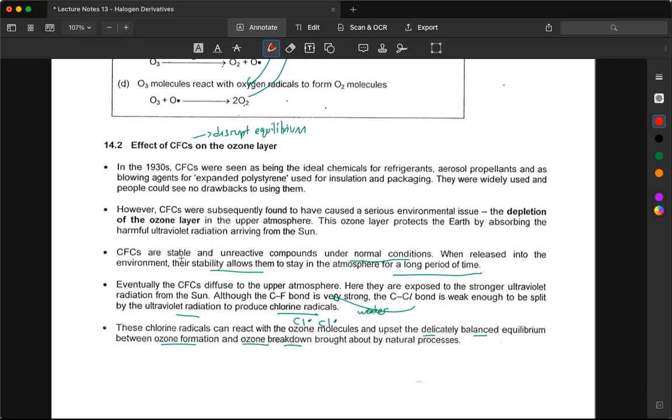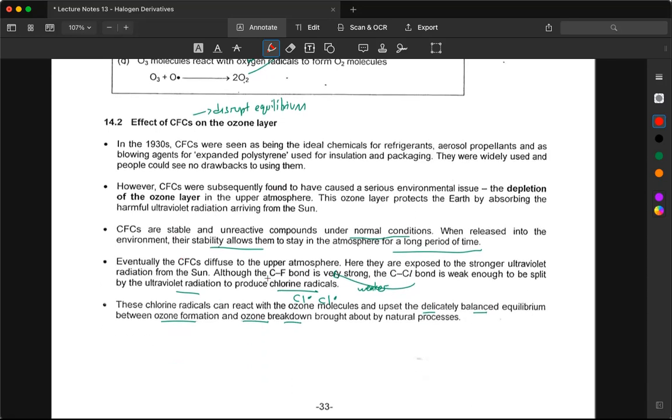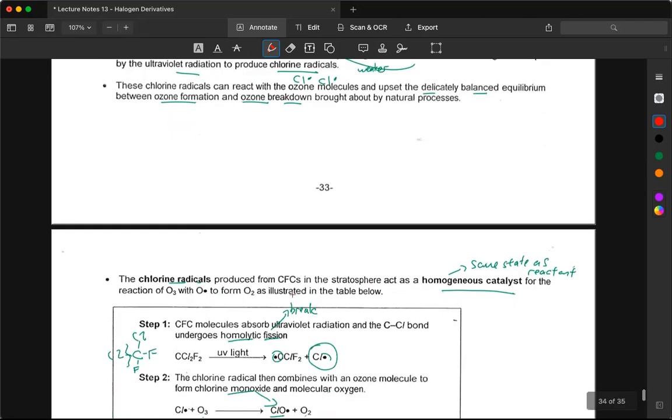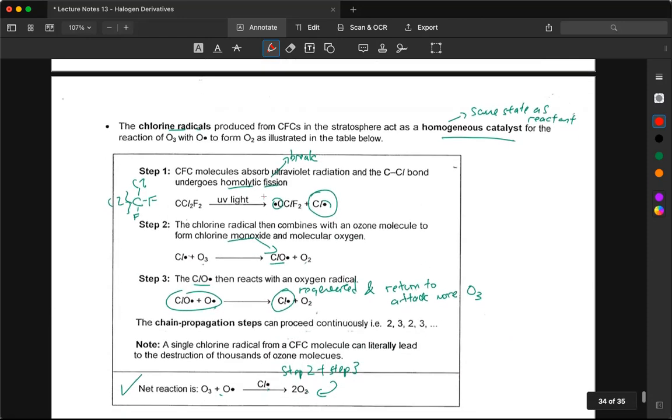Again, it is stable and unreactive under normal conditions. Because of that, their stability allows them to remain for a long time. And because the C-F bond is very strong as mentioned, but the C-Cl bond is weak enough to be split up by the UV radiation to produce the chlorine radical. And this chlorine radical will start to react with the ozone molecules and disturb the equilibrium as you see just now. So the chlorine radicals produced from CFC act as a homogeneous catalyst, which means it is in the same state as the reactant.